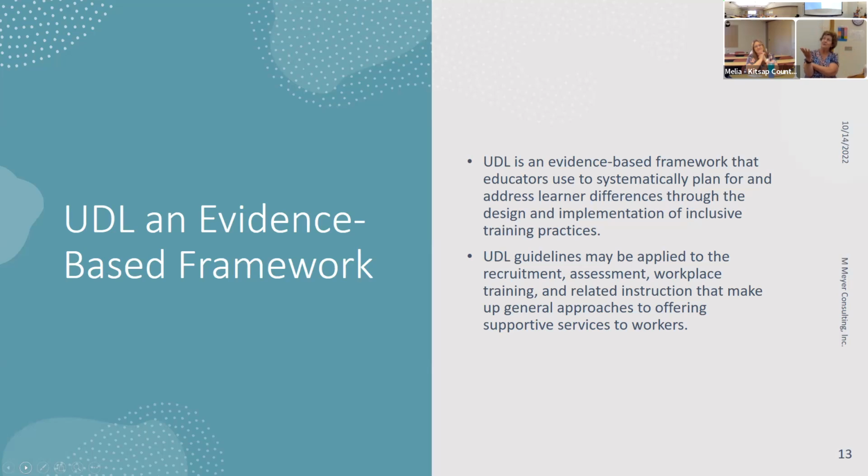So universal design for learning is the framework that educators use to systematically plan for and address learners' differences through the design and implementation of inclusive practices. That means upfront. We're not going to say, this is what we have, and we're going to somehow try and include these kids, because we're not teaching to the 7-10 students, the 7-10 split. And if you think of that mindset, oh, I need to look for the 7-10 students, and that way I'm going to get all the students.